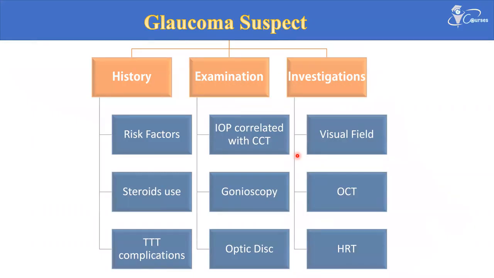To say that the patient is a glaucoma suspect, we need to have clues from history, examination, and investigations. By history, starting by the risk factors that we just mentioned, the steroid use will also play a role, and we also need to ask a history about the treatment complications. The examination by measurement of the intraocular pressure correlated with the central corneal thickness, the gonioscopy, and finally the optic disc. Investigations by the visual field and optic disc imaging, like by OCT or optical coherence tomography, and HRT, which is the same as the OCT, or what's called Heidelberg retinal tomography.